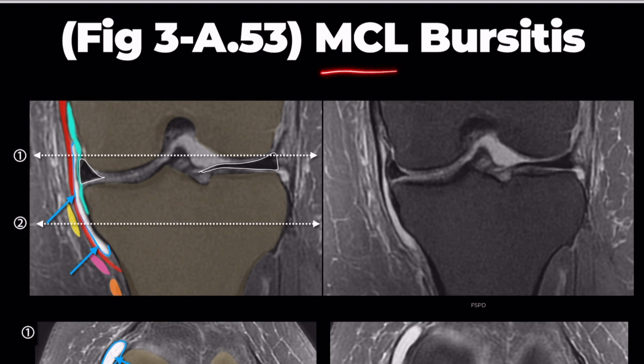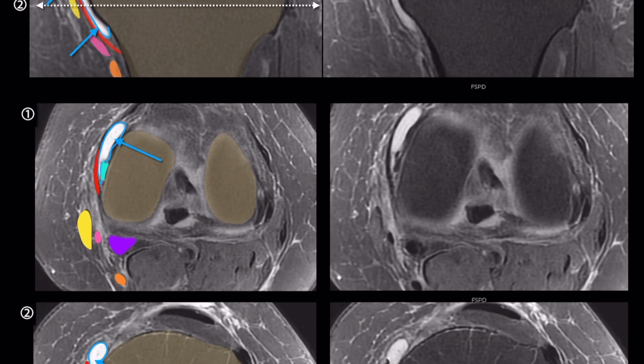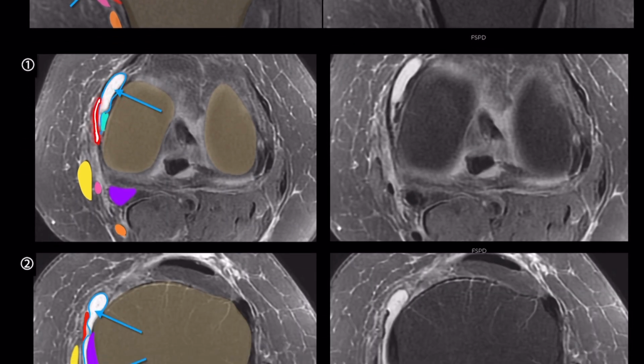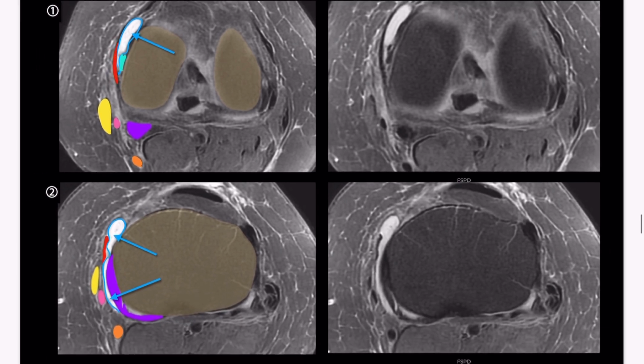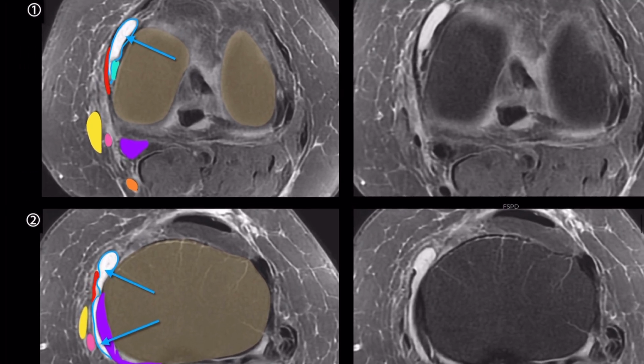In this patient, we can see medial collateral ligament bursitis. The red structure is the superficial medial collateral ligament, and more superficially, we see the yellow Sartorius, pink gracilis, and orange semitendinosus tendons in that order.